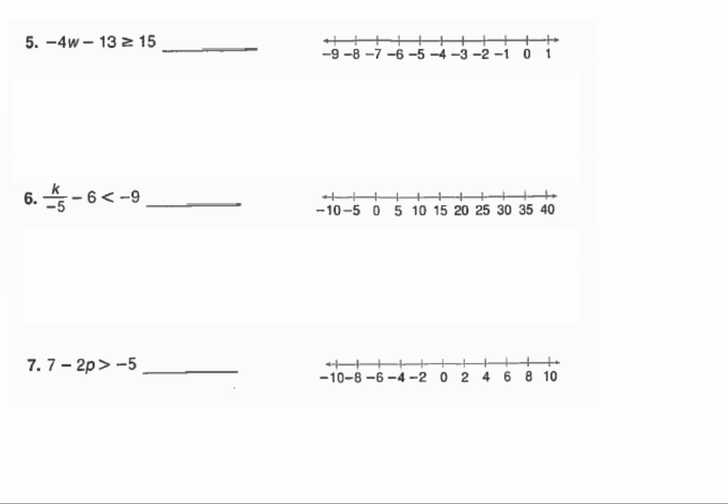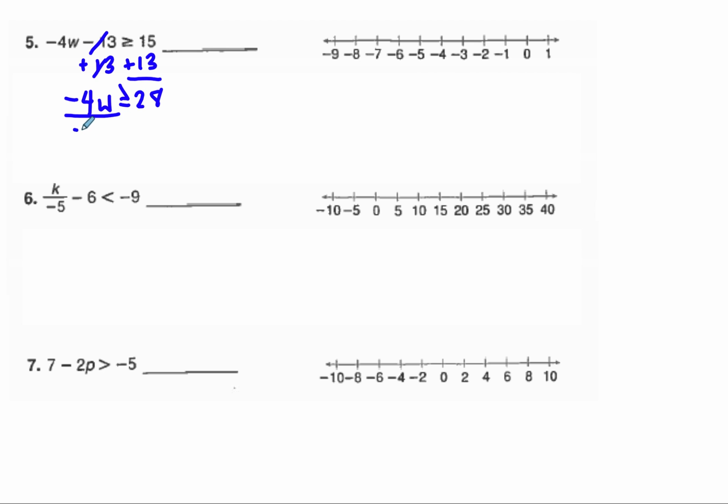Okay, so let's go ahead and check these. So -4w minus 13 is greater than or equal to 15. So we're going to start by adding 13. -13 plus 13 is 0. I'm left with -4w is greater than or equal to 15 plus 13 is 28. Okay, so now I have -4w is greater than or equal to 28.